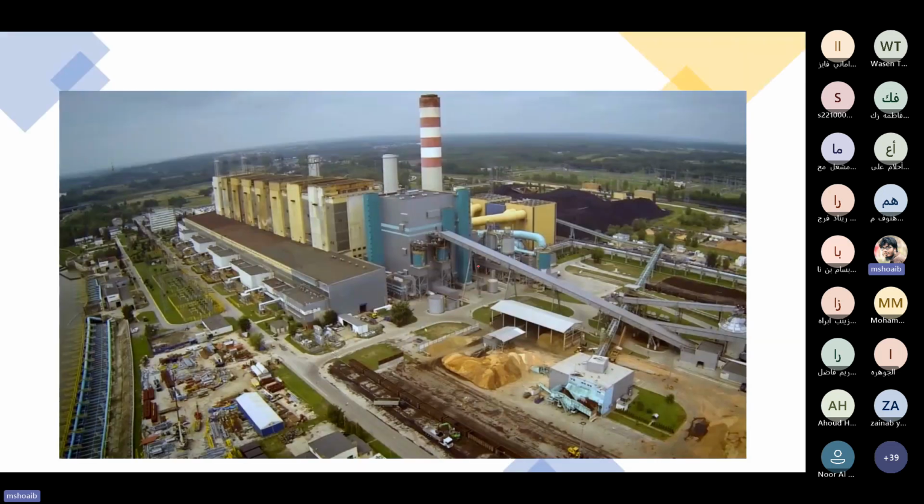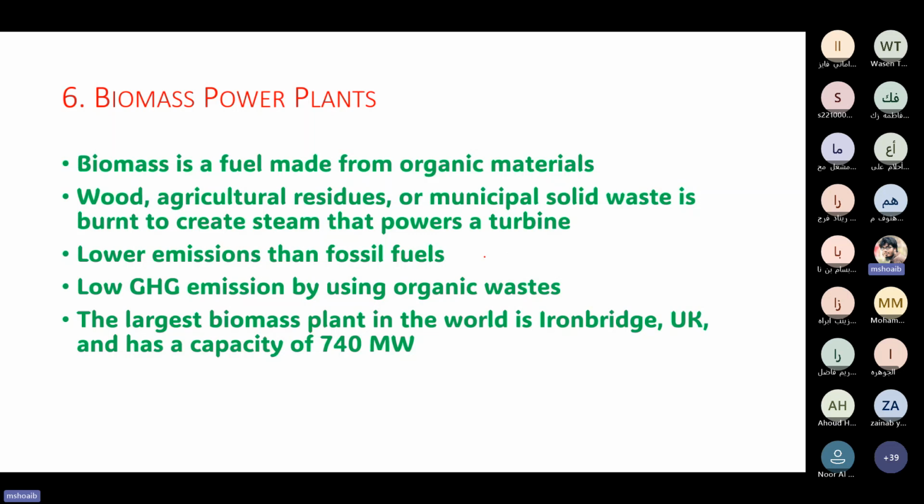Okay, the last type of power plant I will talk about is the biomass. Biomass is nothing but a fuel, but this is not a natural fuel. This is an organic fuel, organic material. It is made of wood, agricultural residual, municipal solid waste, and this type of things, which are the waste from the society, from our usage.